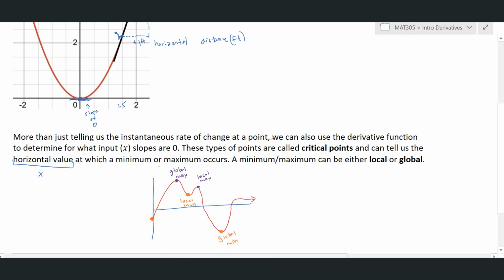All right, so this is the basics of a derivative and the concept of why we use it.